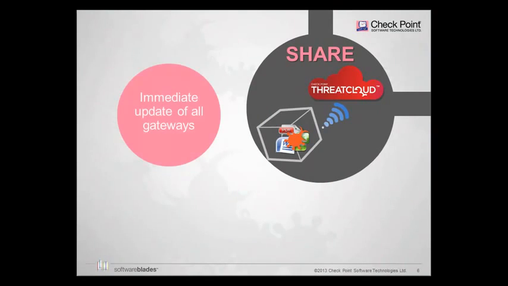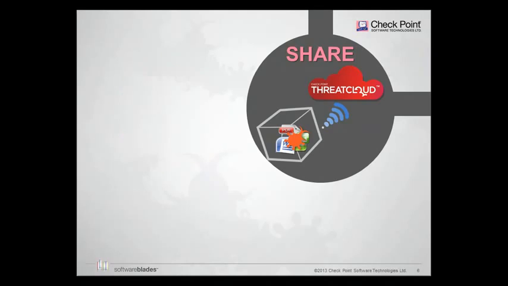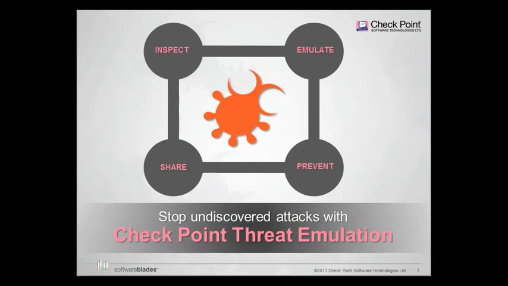In the final step, newly discovered threats are fingerprinted, with signatures, IP addresses, and domains for threats sent to the Threat Cloud. Once the threat information is in Threat Cloud, it is instantly available to protect other gateways. The 4 steps, inspect, emulate, prevent, and share, stop undiscovered attacks. Now let's see threat emulation in action.